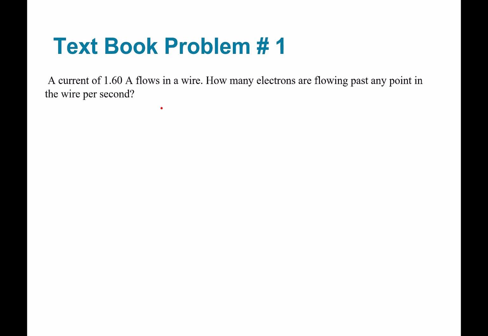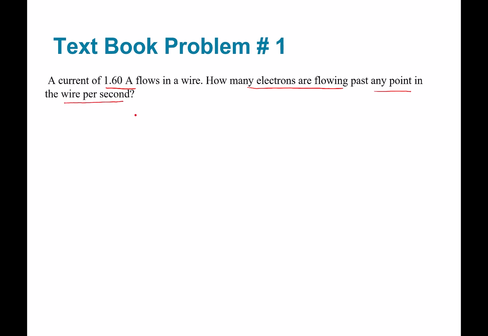So it may be a good idea to work on one of the problems from your textbook. This is the very first one. A current of 1.6 amps is flowing in a wire. How many electrons are flowing past any point in the wire per second?